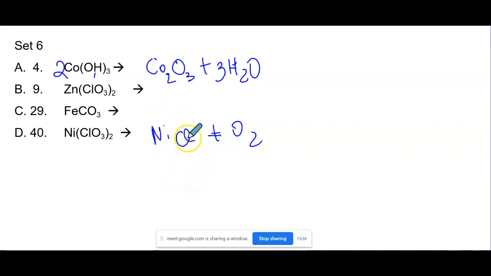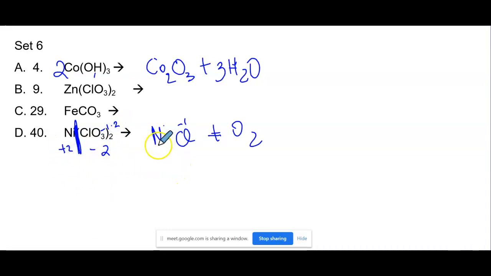Okay, now again, we can't just leave these guys. We know O2 is good, but nickel and chlorine have to go together somehow. So we know chlorine's a -1, and we have to figure out what nickel's charge is over here. So remember how to do that? We say, okay, I look up ClO3, and you would see that ClO3 is a -1, but there's 2 of them. So this side is a total of a -2, makes nickel a +2.